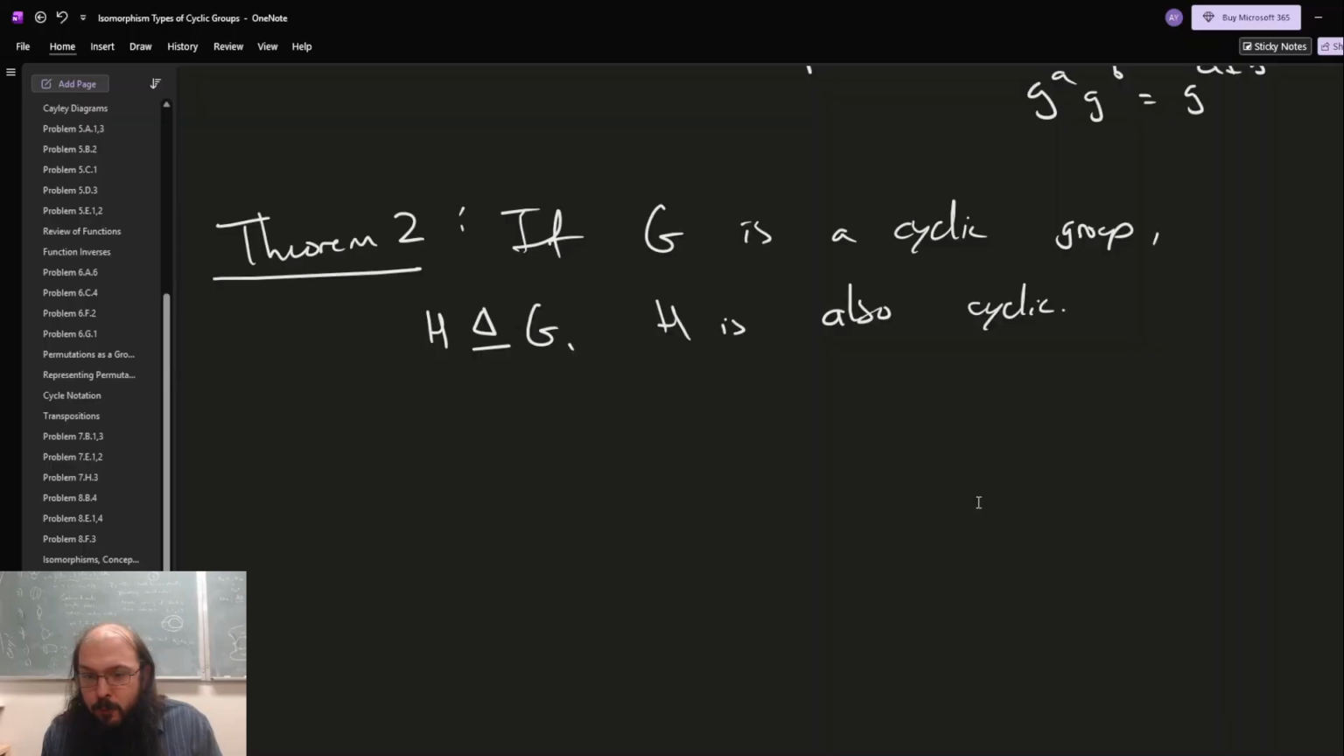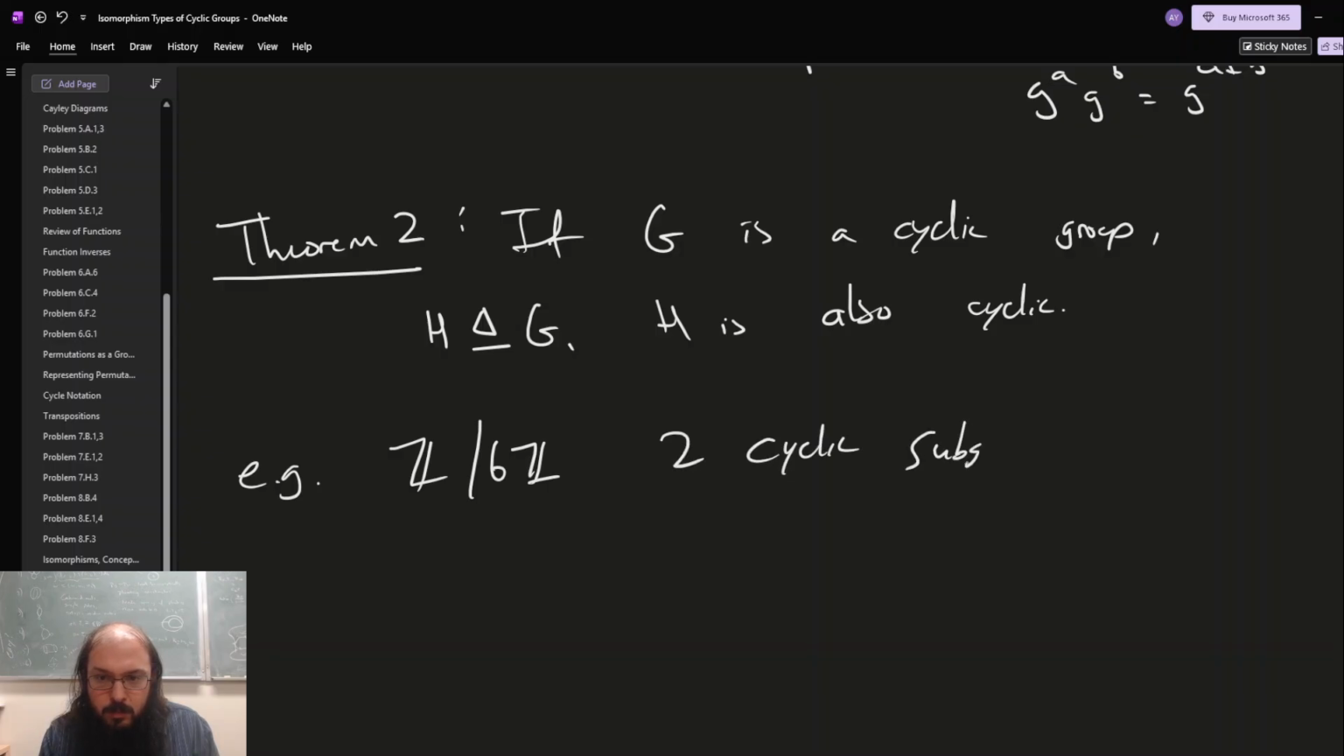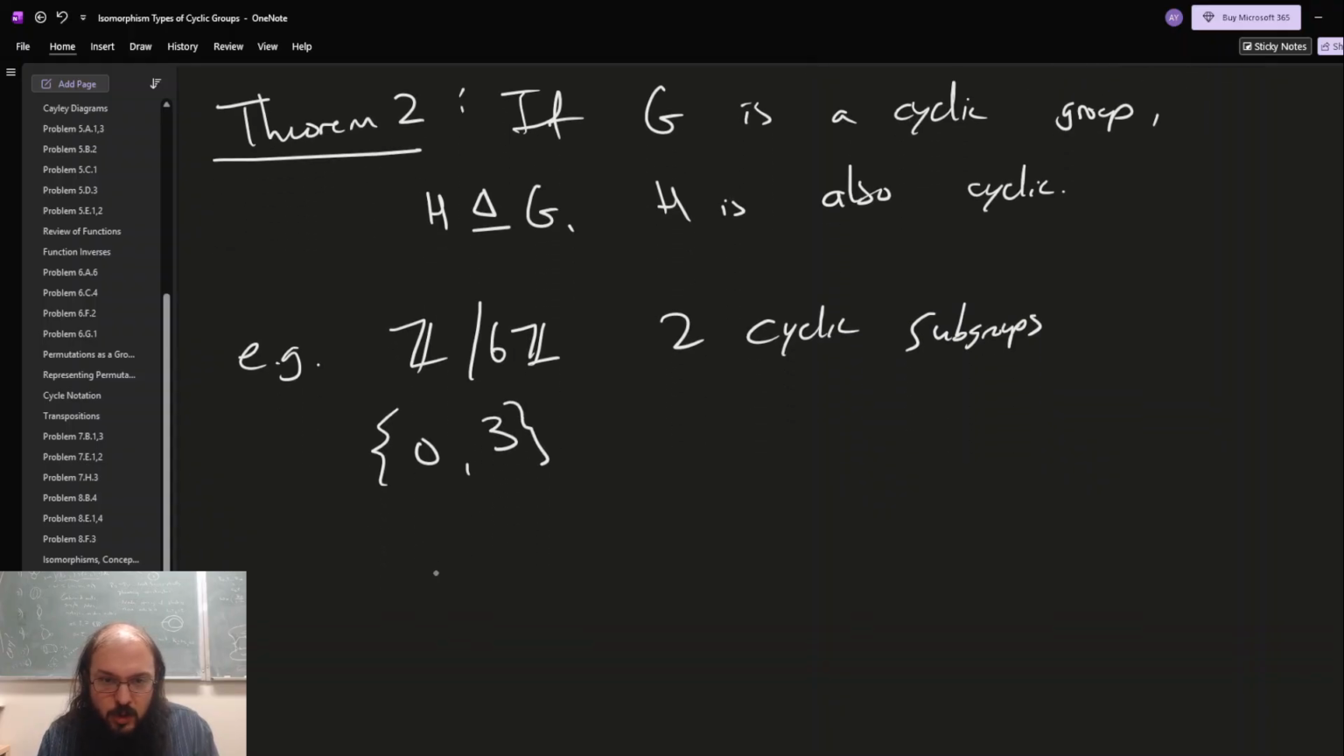The other thing that I want to do before I prove this theorem for you is I'd like to show you just a simple example so you can get an idea of what's going on with the proof. So, for example, if I look at Z mod 6Z, this has two cyclic subgroups. We have the group consisting of the elements 0 and 3, which is isomorphic to Z mod 2Z. Notice that it's isomorphic to Z mod 2Z, but the elements are not 0 and 1 mod 2, right? They're 0 and 3 mod 6, but 3 plus 3 is 6, which is 0 mod 6.